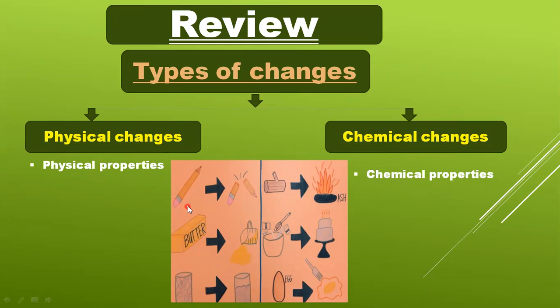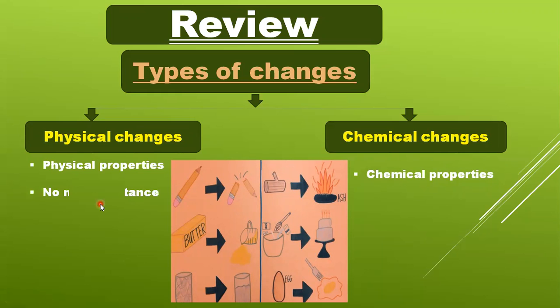Just as you can see here, this is a pencil, and if we break a pencil into two parts, then what is happening? Just the shape of the pencil is going to change. So it is basically a physical change. Now come towards the chemical change. What is happening in case of chemical change? The chemical properties of the substance are going to change. As you can see here, this is wood, and if we burn wood, it will be converted into ash. So what is happening? The chemical composition is going to change.